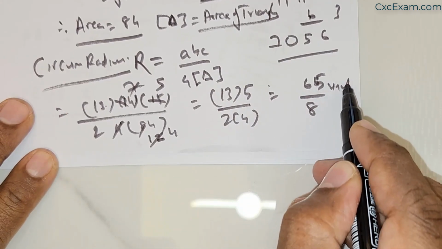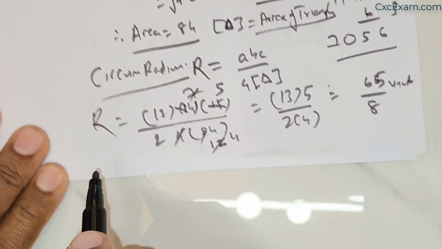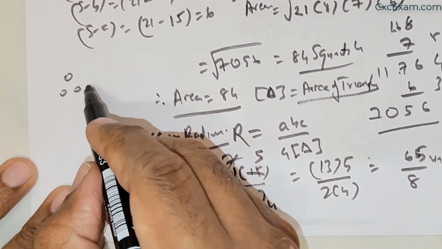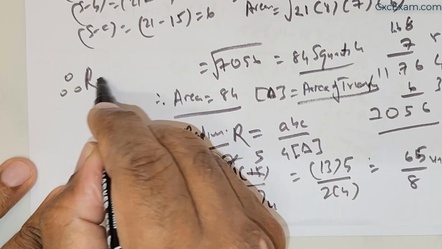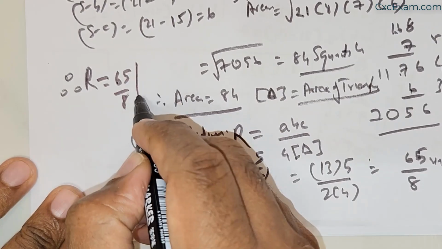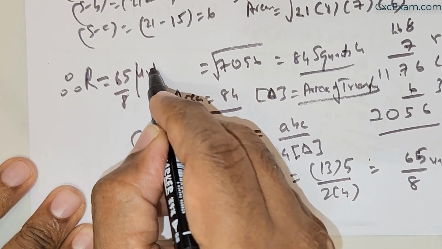So what is this? This is units. And what exactly is this? R. So you can write this down. Therefore, R is equal to 65 over 8 units.